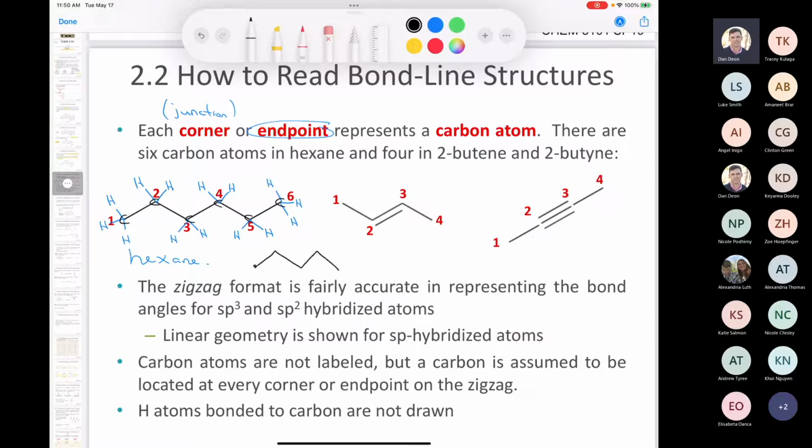1, 2, 3, 4, 5, 6, done. There you go. That's the entire hexane molecule. Now, if you're wondering, Mr. Dion, could you have started it up here? 1, 2, 3, 4, 5, 6. Would that represent the same thing?